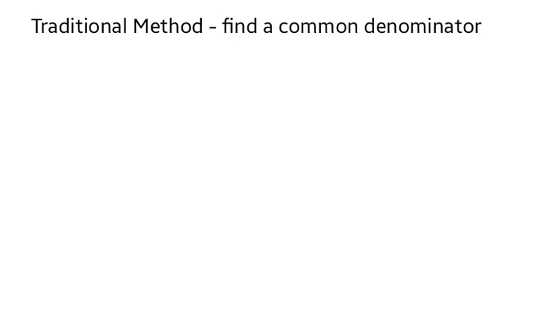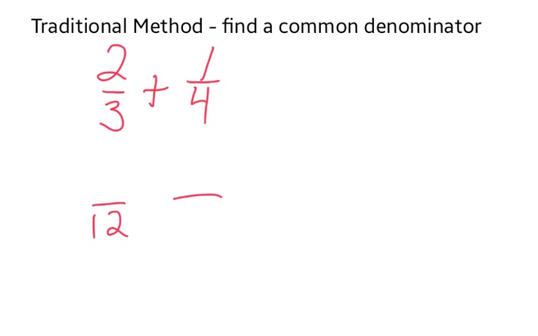So if we take a look at an example, if we had 2/3 plus 1/4, looking at these, they do not have a common denominator. One is in thirds, one is in fourths. So what we need to do is find a denominator that both 3 and 4 can go into. And 3 and 4 both go into 12.